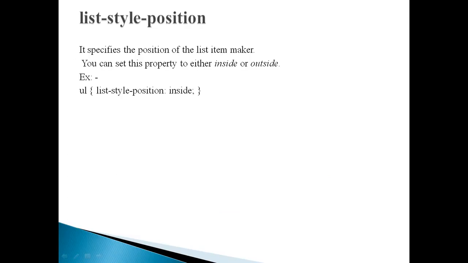Next property we have is list style position. It specifies the position of the list item marker. You can set this property to either inside or outside. For example, if you say list style position inside, it will come a bit inside in the browser. If you say outside, it will be a bit outside in the browser, compared to the previous content. Let's see an example for this.